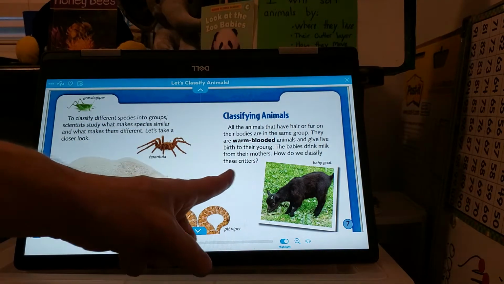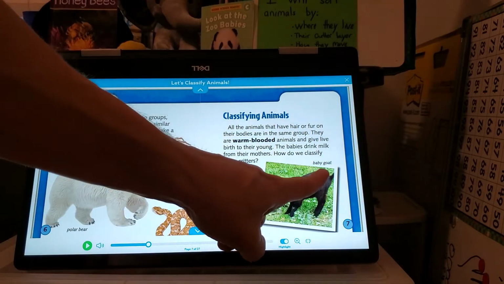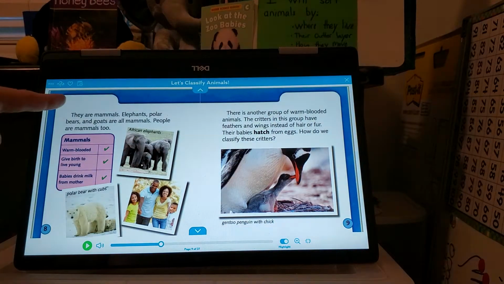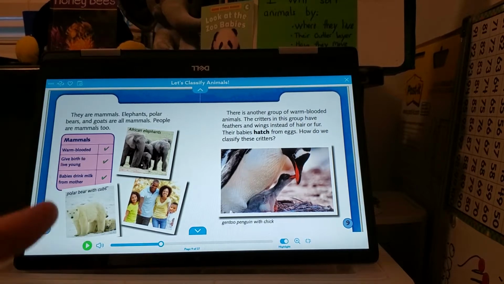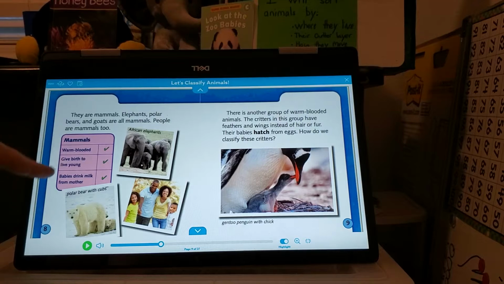How do we classify these critters? Like a cute baby goat. They are mammals. Elephants, like Mabel, polar bears, and goats are mammals. People are mammals too. So mammals are warm-blooded. We give birth to live young, and the babies drink milk from their mother. Look at the cute elephants and polar bears.